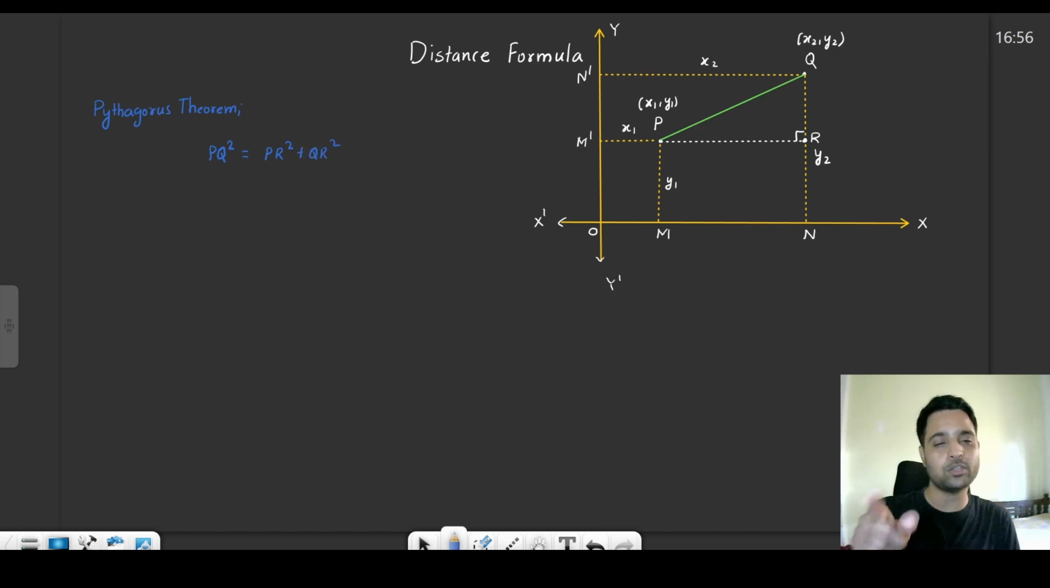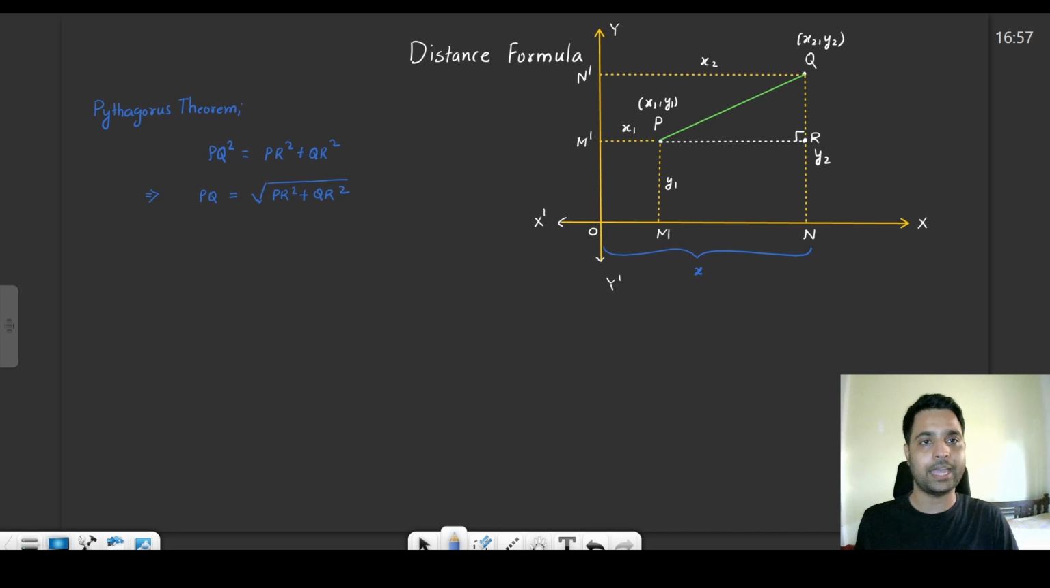We need this PQ, so if you want PQ, just take the square root on both sides. You also know this. So PQ will be equal to the square root of PR square plus QR square. Now, what is PR? What is QR? If you see this distance from here to here, it is x2, and this distance from here to here, it is x1. So the difference between these two will give you PR.